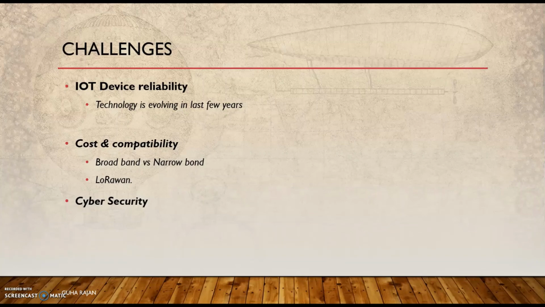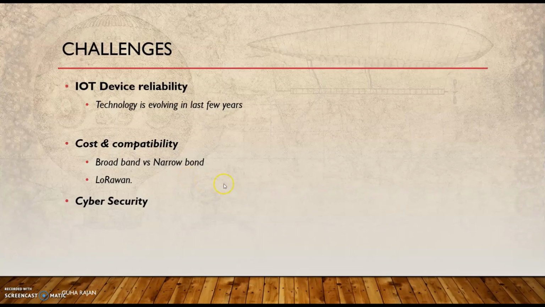Next is cost and compatibility. As of now, there is a technology which is more on the network side. One is broadband, and another one is narrowband. We'll get into that in the next slide, which will be much easier to understand. Low power wide area network is what LoRaWAN is, and cyber security is always an evolving field. That is, of course, one of the challenges in IoT as well.